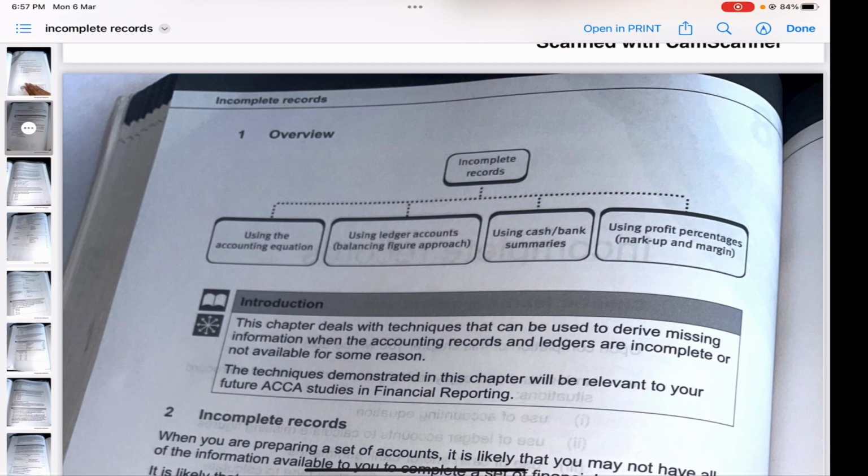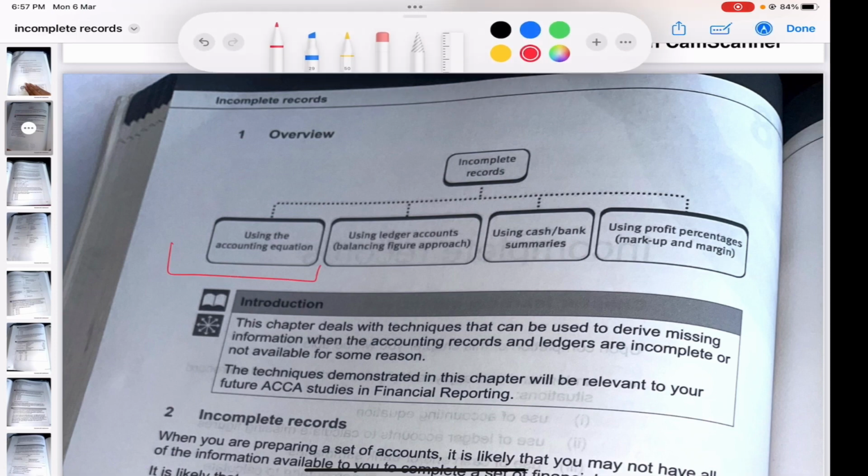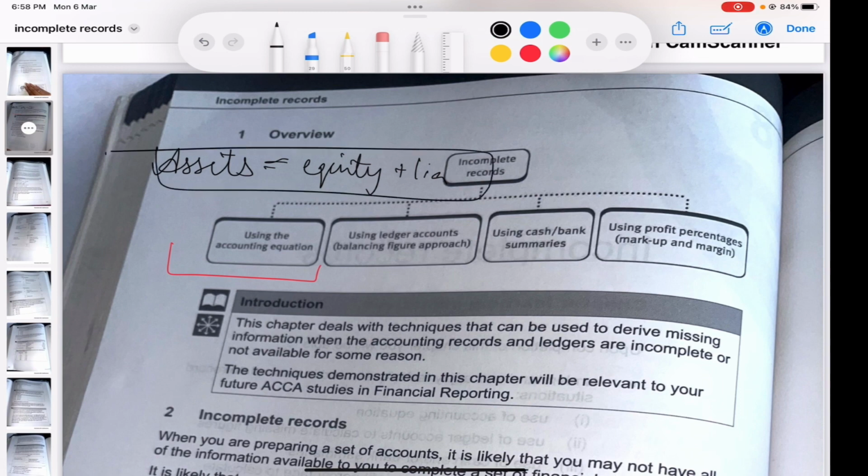Now, there are various ways in which you can find the incomplete records. The first thing is using the accounting equation. Do you remember what the accounting equation was? Try to think about it. Assets is equal to equity plus liability. That is the accounting equation we saw. So using this, we can find the incomplete records. So this is the first way, using the accounting equation. Assets is equal to equity plus liability.